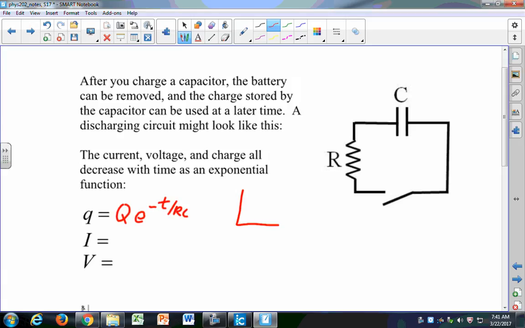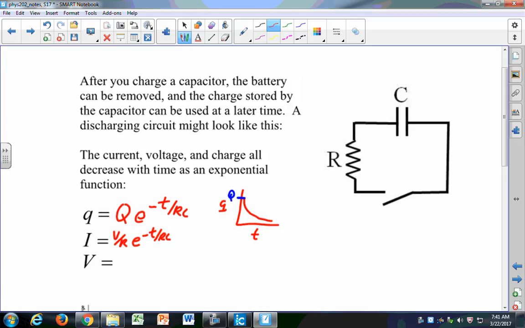So remember, that graph is going to look like this, Q over time. It's going to decrease with time. It's going to begin right here at big Q. In a similar way, I is going to be V over R times e to the minus t over RC.